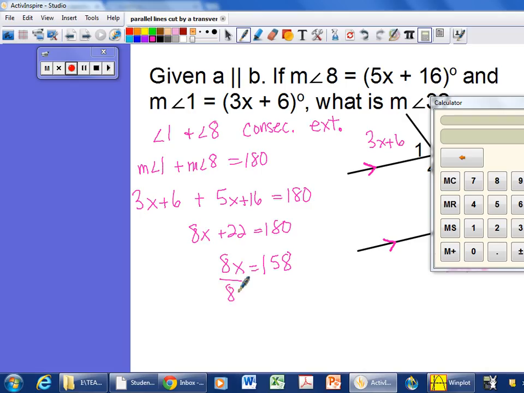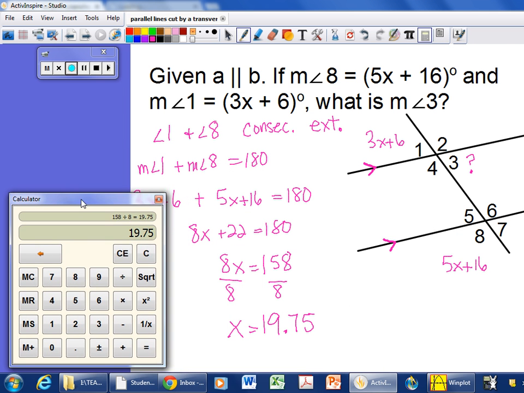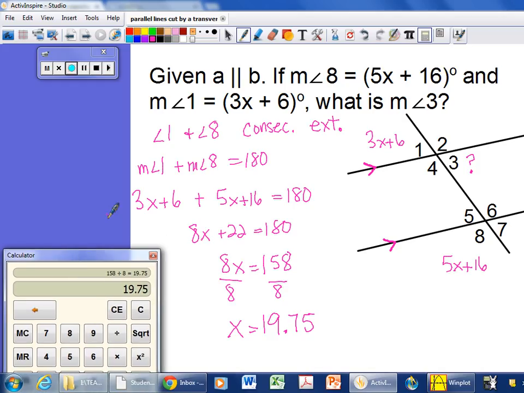So dividing this by 8, let's come back over here, 158 divided by 8 is 19.75. Okay, so don't get disgruntled that we got a decimal, that is okay. It's just a decimal math problem. So 19.75 is your answer for x. So is that what we want? No, we want to know what is the measure of angle 3. So to which angle does 3 relate easiest? Does angle 3 relate to angle 1 or does angle 3 relate to angle 8?